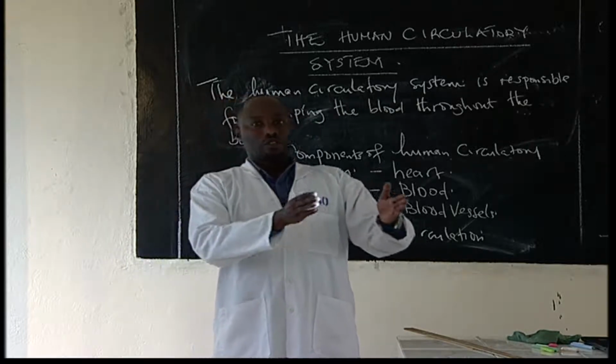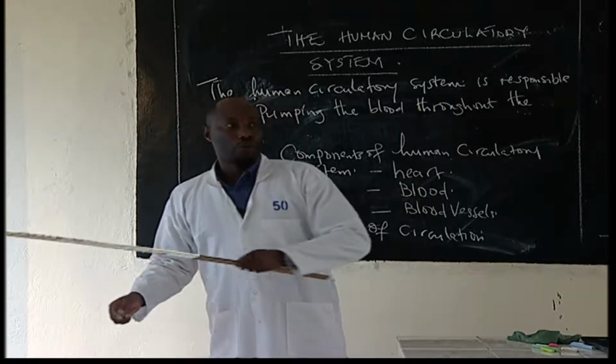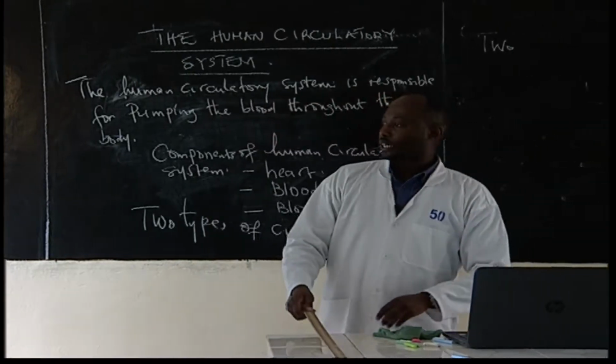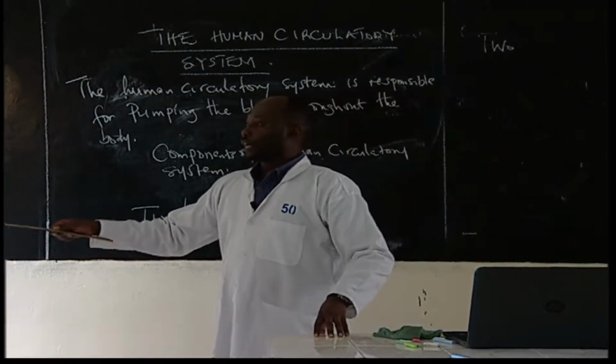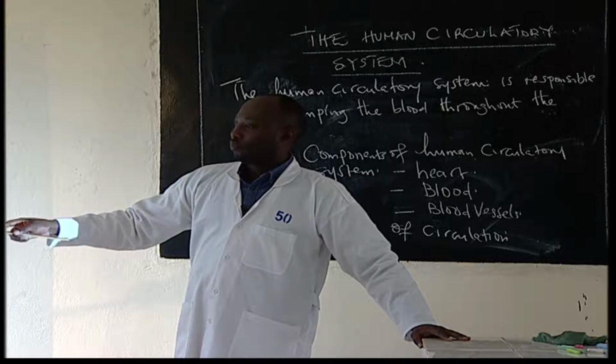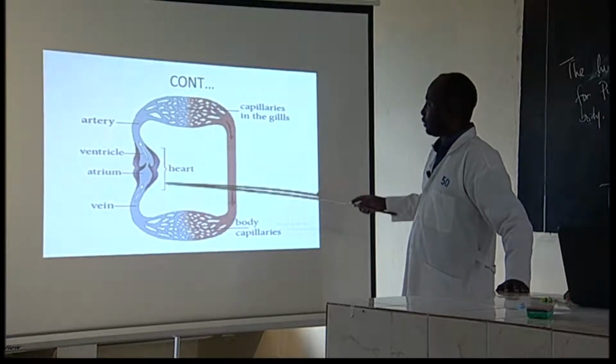Insect has an open circulatory system. Let's have the diagram showing a single circulatory system. Quickly, let us go to the diagram that tries to show us what a single circulatory system is, found in fish. You know that this is the structure of the heart. It has the ventricle and atrium. This is the structure of the heart of a fish.